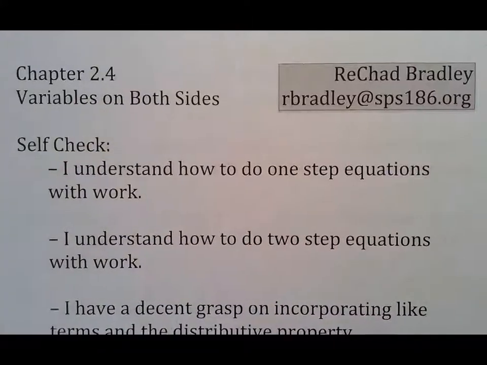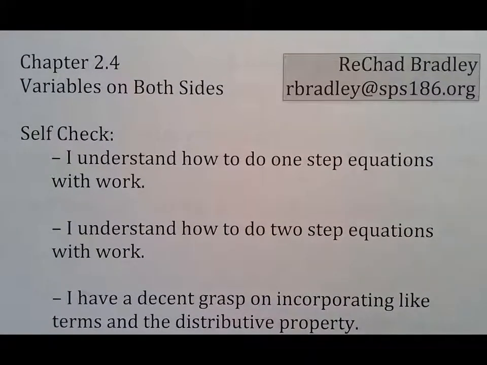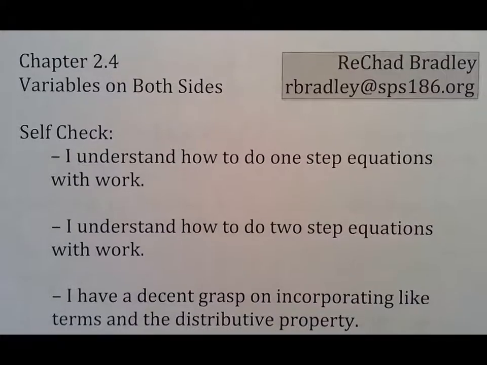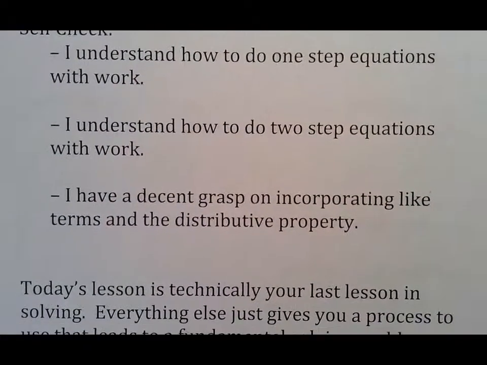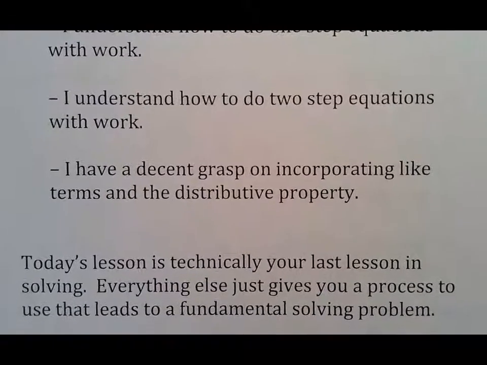Okay, 2.4 is pretty much focusing on problems with variables on both sides. The self-check that you should be looking at here, you should be answering yes to all of these. Do you understand how to do one-step equations with work? I hope so, because you had to do a lot of that. How to do two-step equations with work. And do you have a decent grasp on incorporating like terms and the distributive property?